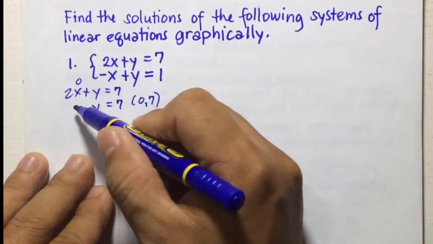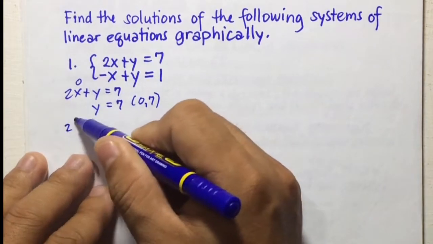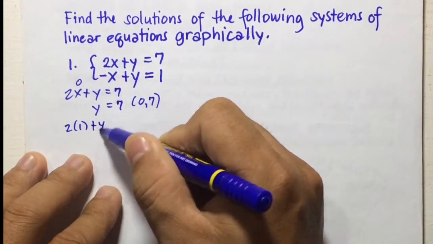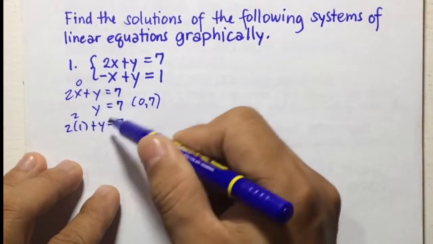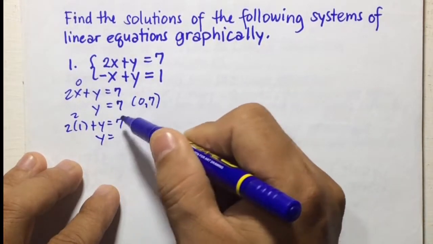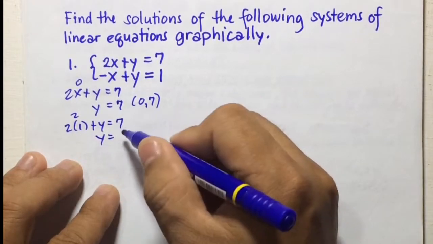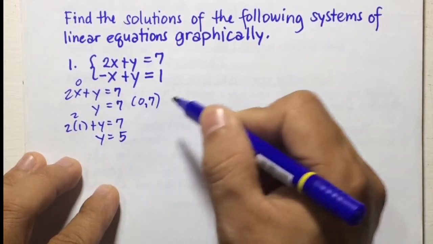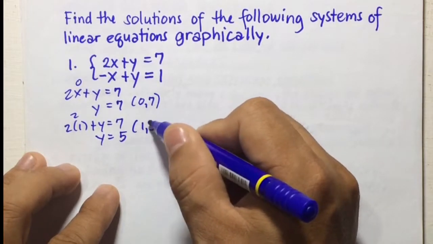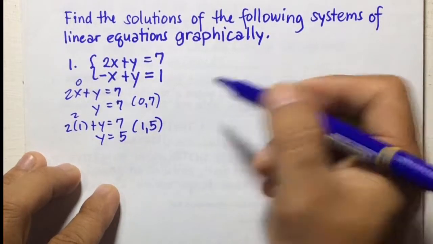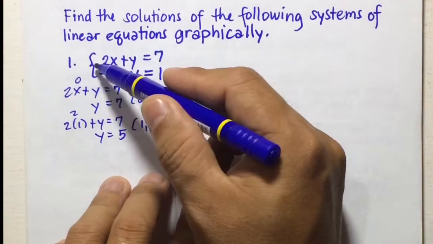If x equals 1, this will be 2 times 1 plus y equals 7. Then 2 times 1 is 2, so y equals 7 minus 2, and that will be 5. So our second point is 1, 5. This is for the first equation.